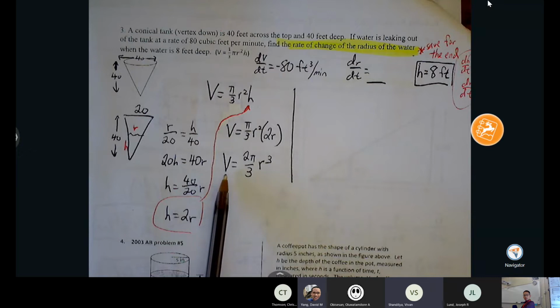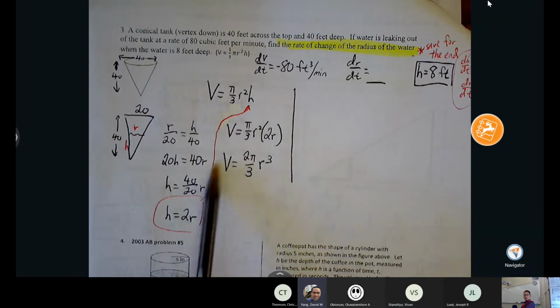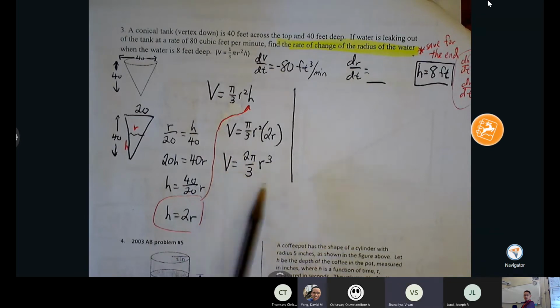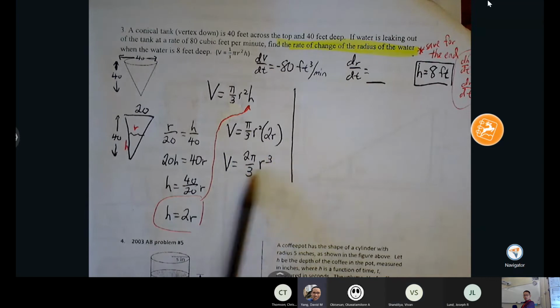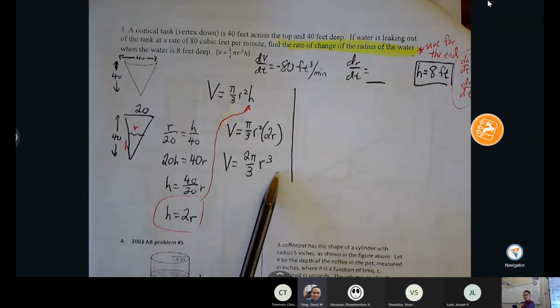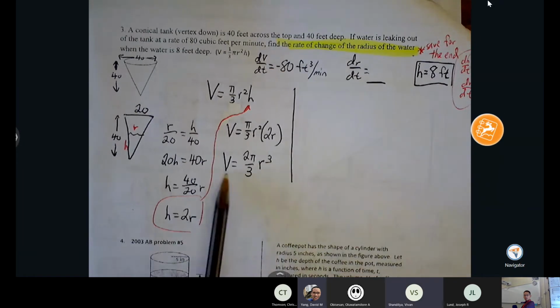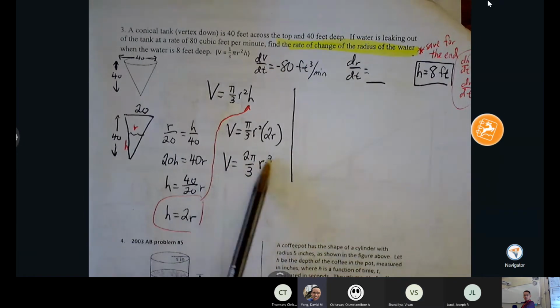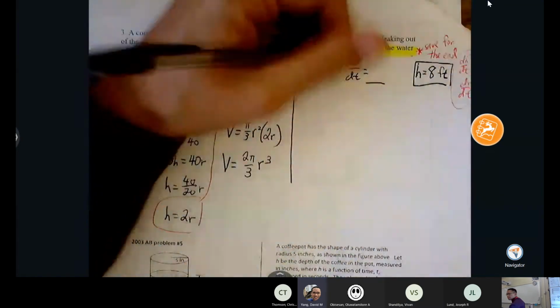It'd be 3r cubed. I mean 3r squared. Okay. And then v becomes what? dV over dt. Good. And then when you find the derivative, what else do we need to include? dr over dt. Good. So dV/dt shows up, dr/dt shows up.